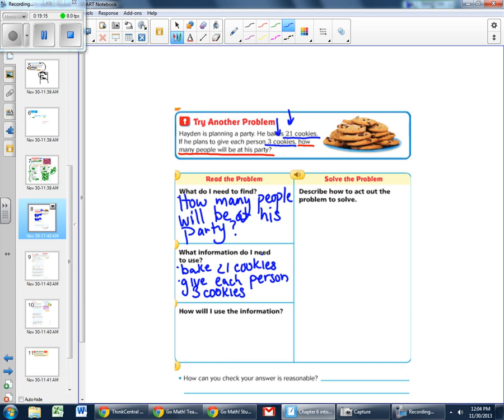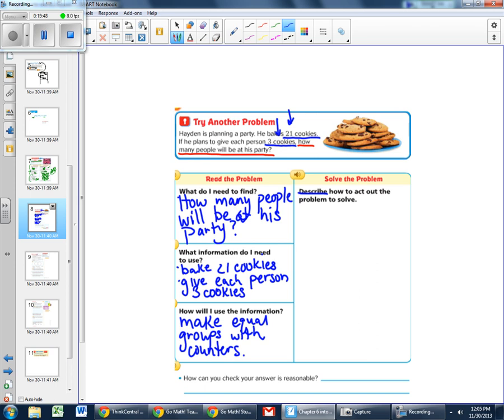How are you going to use the information? Remember at the beginning of the lesson they wanted us to use counters, so we're going to make equal groups with counters. And they are calling that actually acting out, which is what they want you to do. So describe how to act out the problem to solve. So again, here's our big word, describe how to act out the problem to solve.